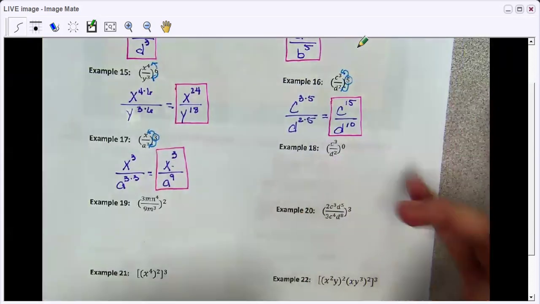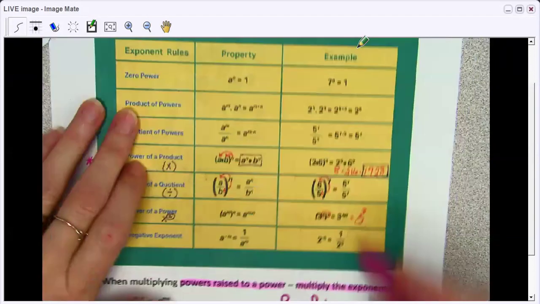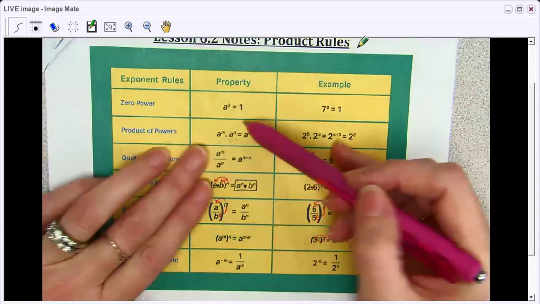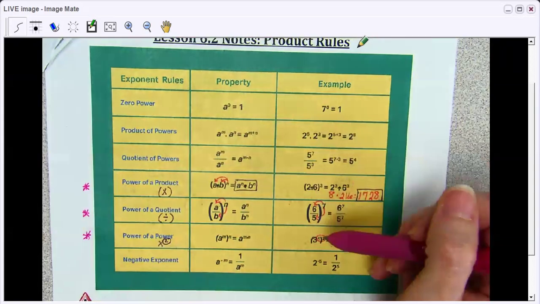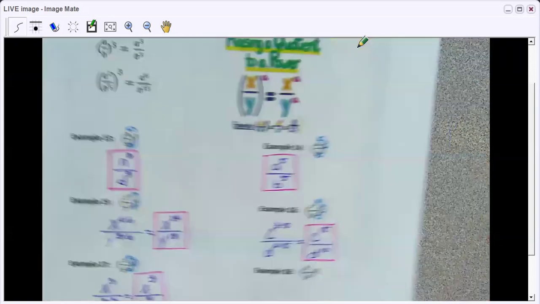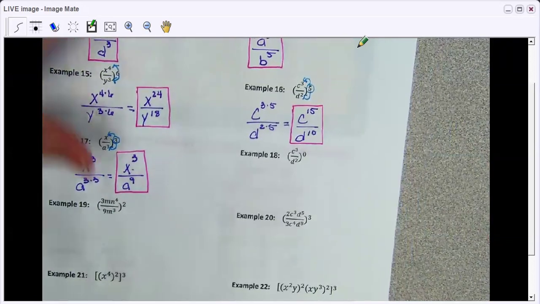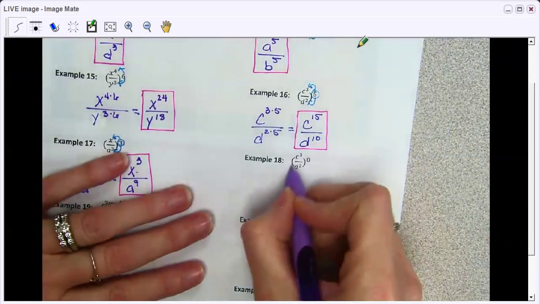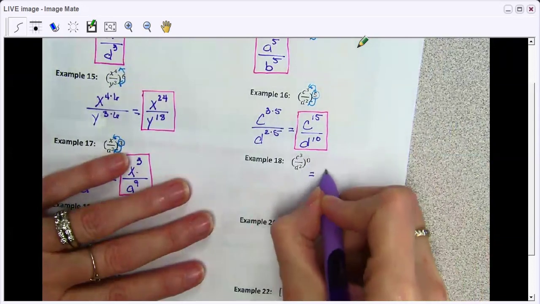So one of our power rules, if you look on the chart on the first page, zero power: anything raised to the power of 0 is 1. 7 to the power of 0 is 1. Negative 1,257 raised to the power of 0 is 1. So since this is being raised to the power of 0, I know that the answer is just 1.